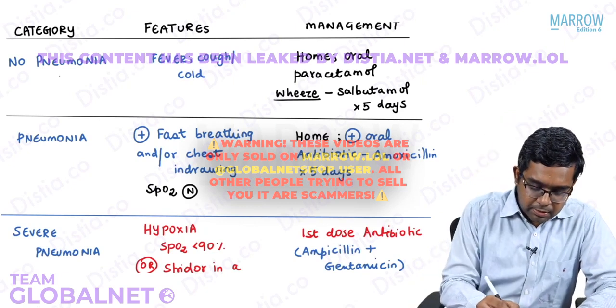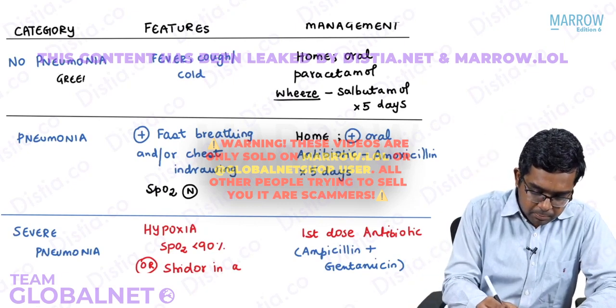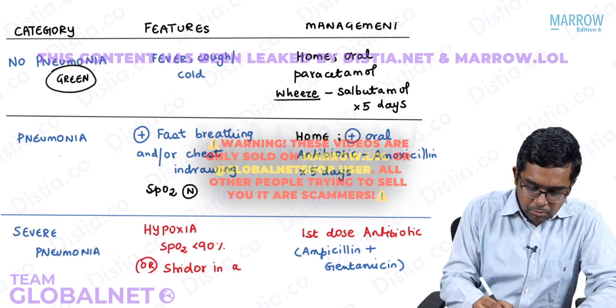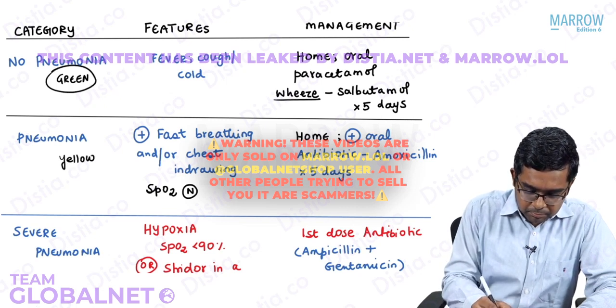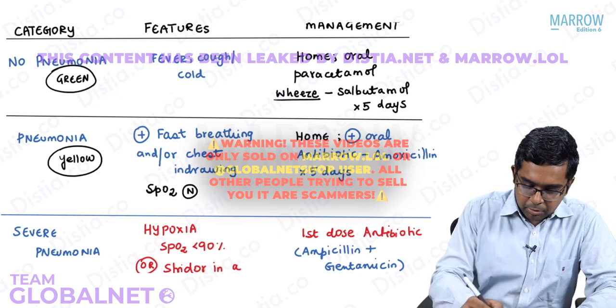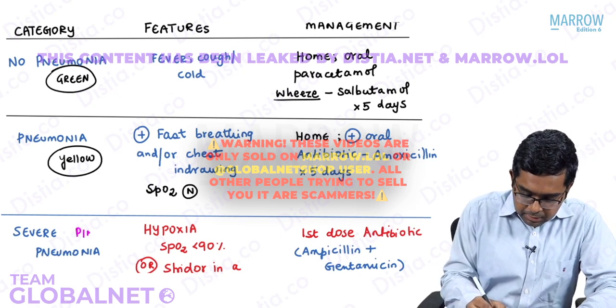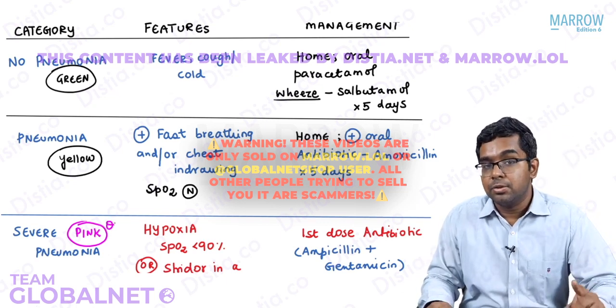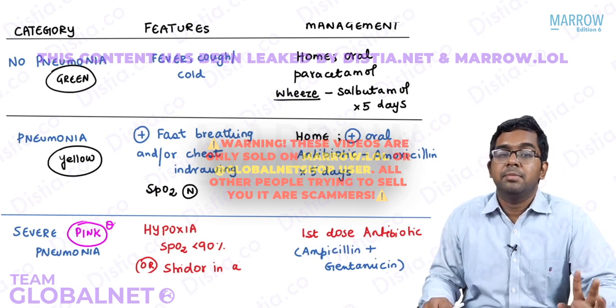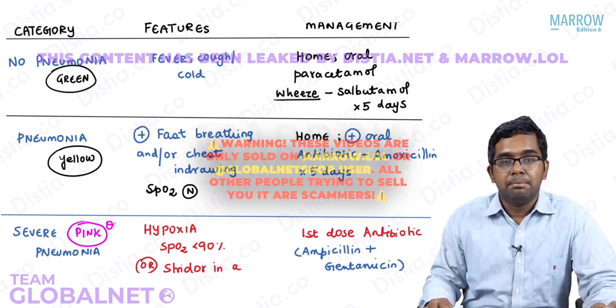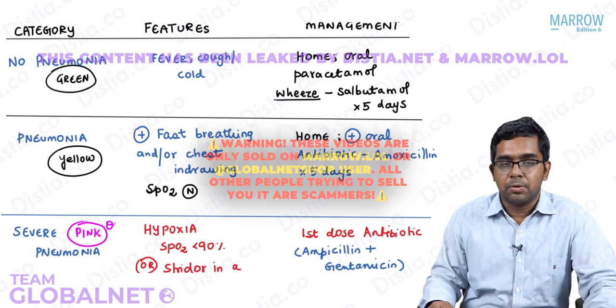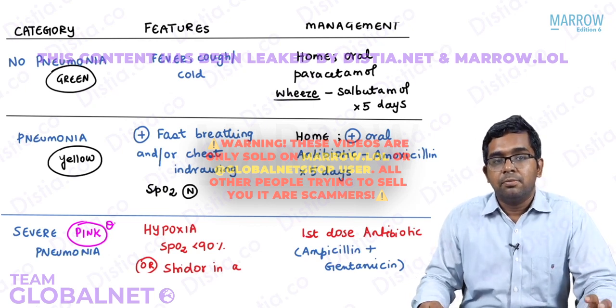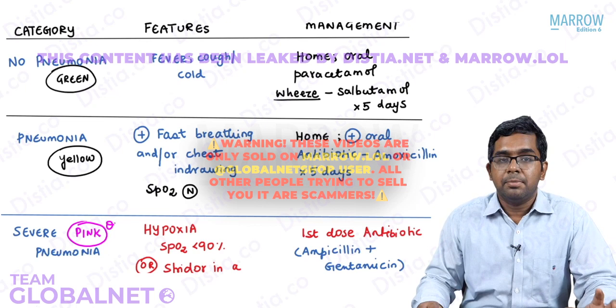No pneumonia is given a color code of green, yellow for pneumonia, and very important, it is pink color for severe pneumonia. Why is this important? Because many of us think severe means we will categorize as red color. No, there is no red color in the IMNCI classification. It is only pink color for a severe disease. That also should be remembered while reading about the community management guidelines for pneumonia in children.